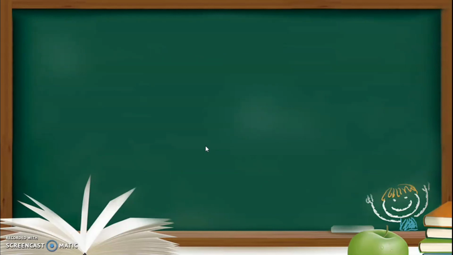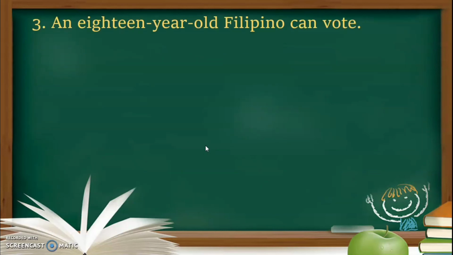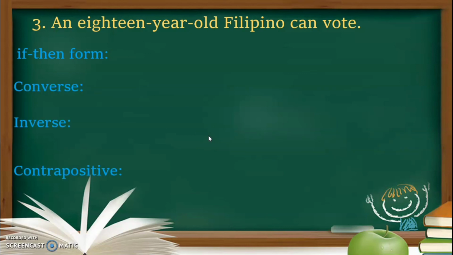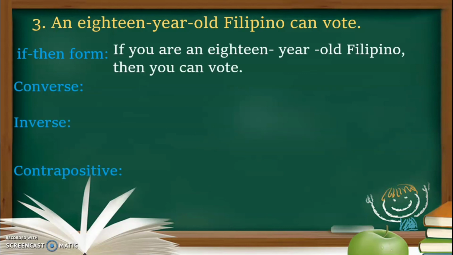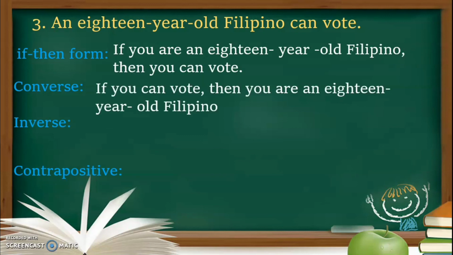Number 3, task number 4, number 3: an 18-year-old Filipino can vote. If you are an 18-year-old Filipino, then you can vote. Converse, if Q, then P. So if you can vote, then you are an 18-year-old Filipino.